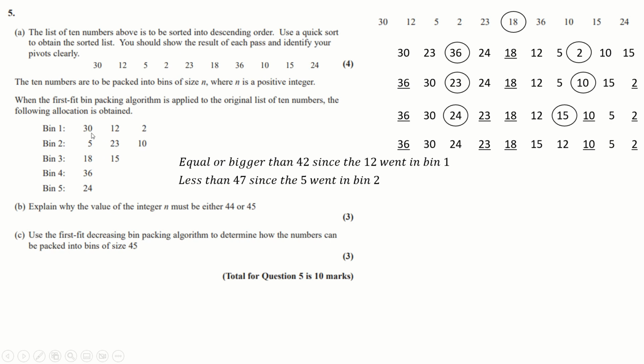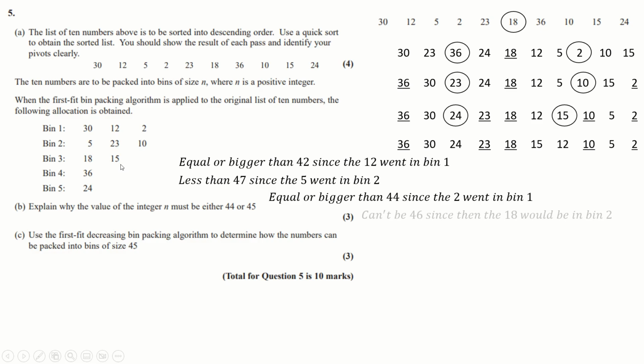Now, the 2 going in there means 30 plus, that is 42, plus 2 is 44. So n is bigger than or equal to 44 since the 2 went there. Then the 23 went there. Then the 18 went there. Then the 10 went there. Then the 15 went there.